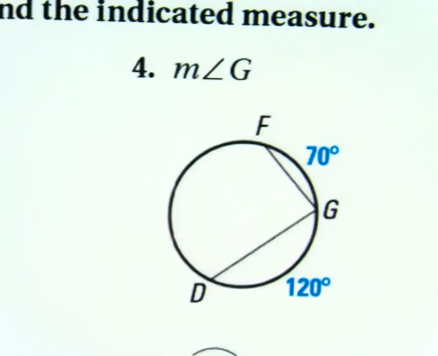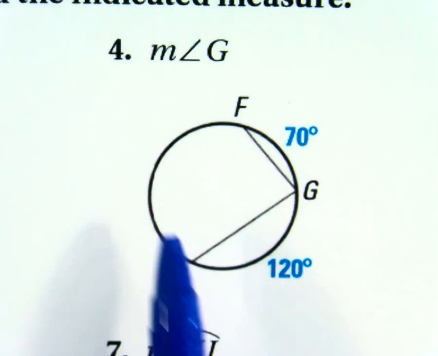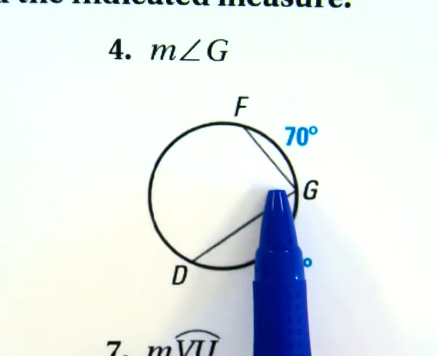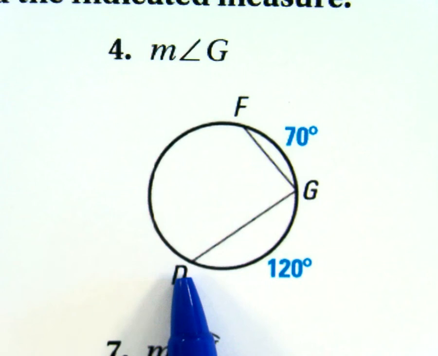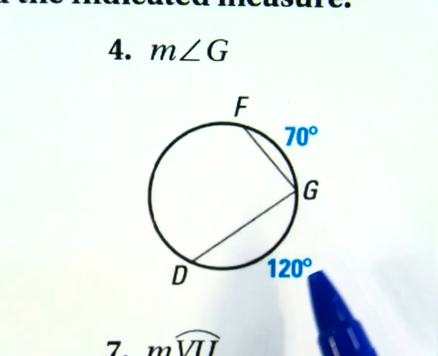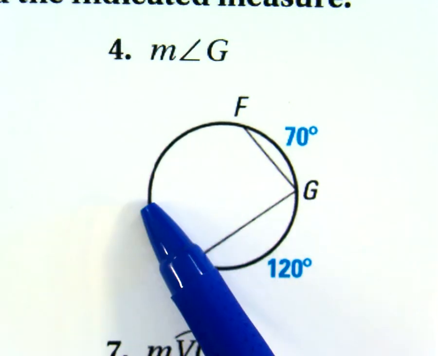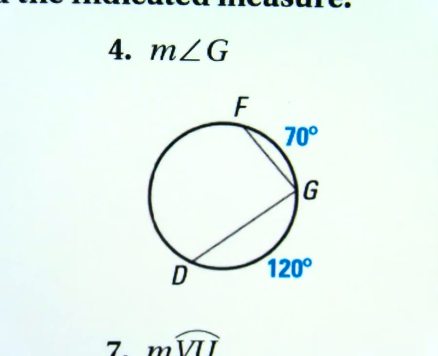Look at this one. What's the indicated measure? Again, it's twice as far from the edge. It'll be half as much as the arc. But what's the arc? Well, do 360 minus 70 minus 120. You'll get 140. So, the measure of the angle is 70 degrees.